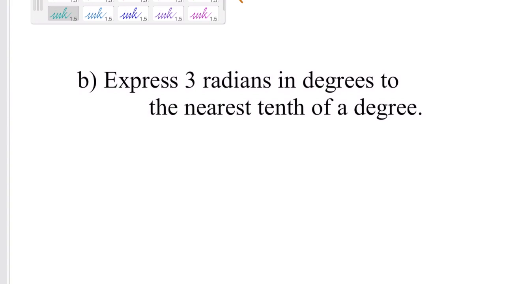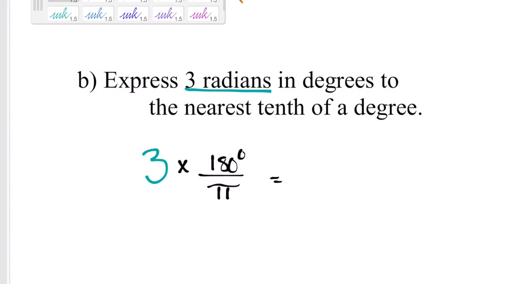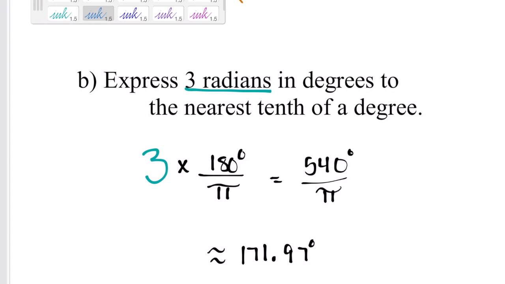All right, so next one we have 3 radians, and we're changing it to degrees. So I have 3. If I'm trying to change to degrees, that means I have my pi on the bottom, 180 degrees on top. So multiplying through, I have 540 over pi. And again, I'm going to hit my pi button. And we get about 171.97 degrees. And we're done with that.